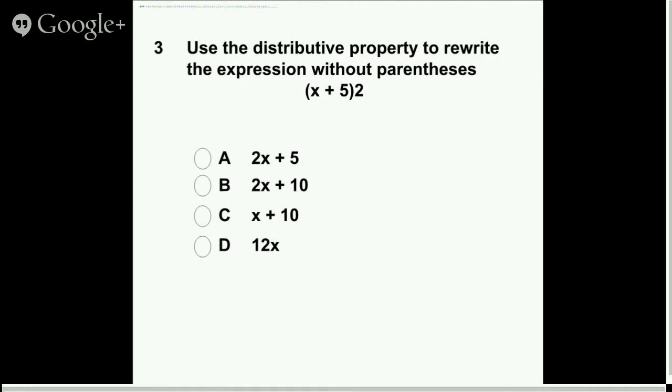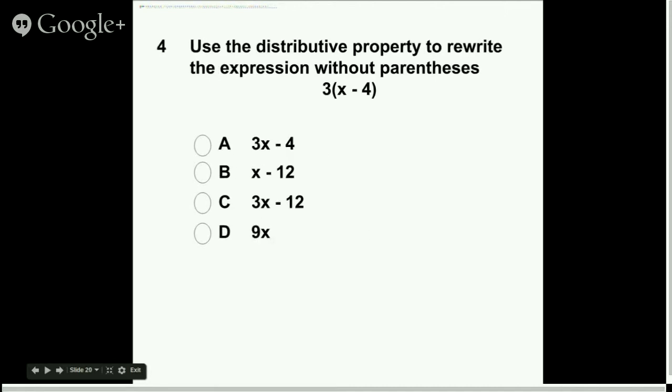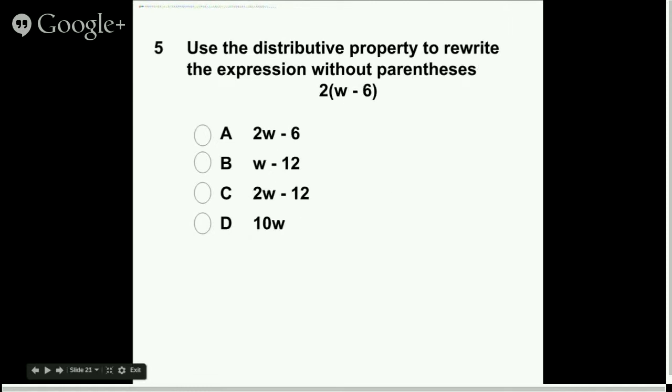Try this one in your notebook. Go ahead and pause it. The 2 needs to go to the x and the 5, so it's 2x plus 10, B. Try this one in your notebook. Go ahead and pause it. Correct answer is C, not too difficult. Last one of these. Go ahead and pause it. Correct answer is C again, 2w minus 12.